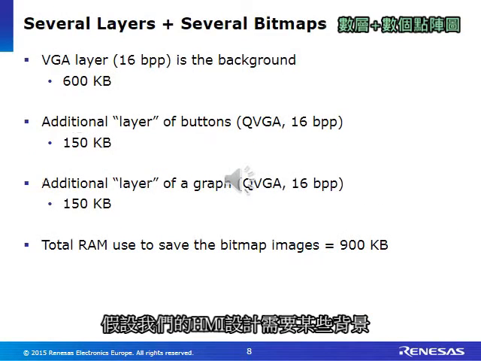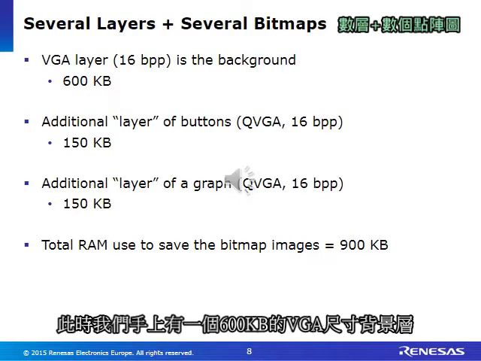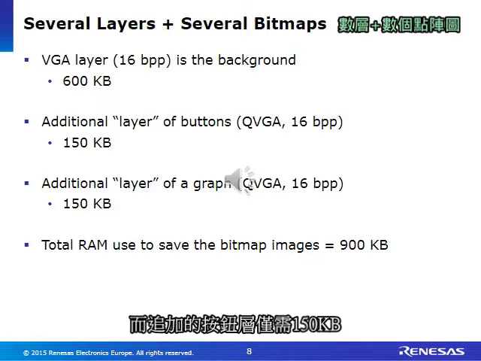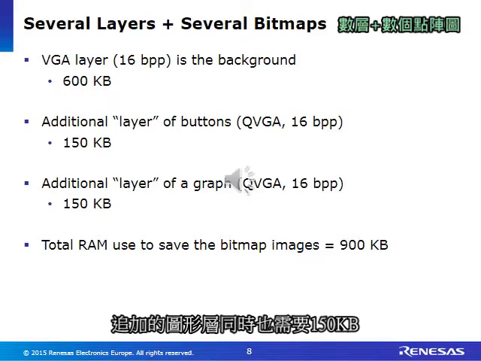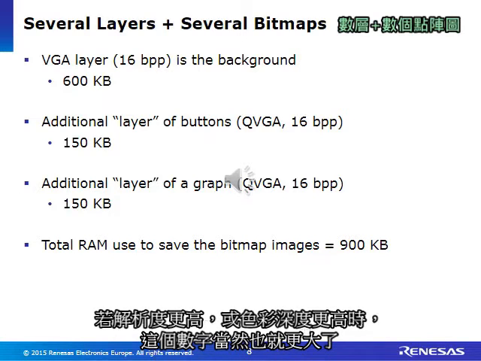Let's assume our HMI design requires some background, a couple of buttons, and one or two graphs. This would mean we have a VGA-sized background layer of 600 kilobytes, an additional button layer requiring only 150 kilobytes, and an additional graphs layer also taking 150 kilobytes. This would lead to a total memory consumption of 900 kilobytes for the total composition. And again, this is obviously bigger with higher resolution or higher color depth.